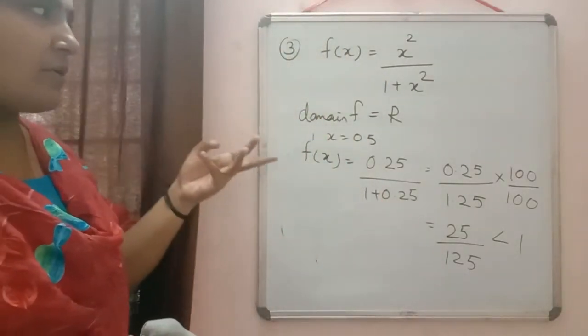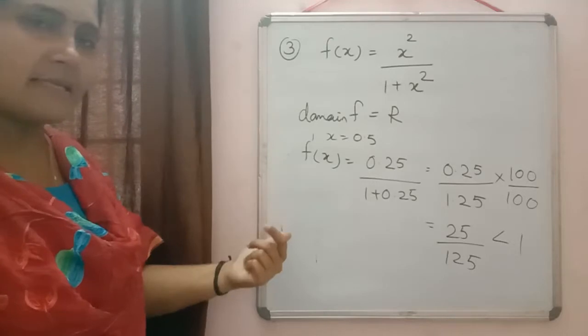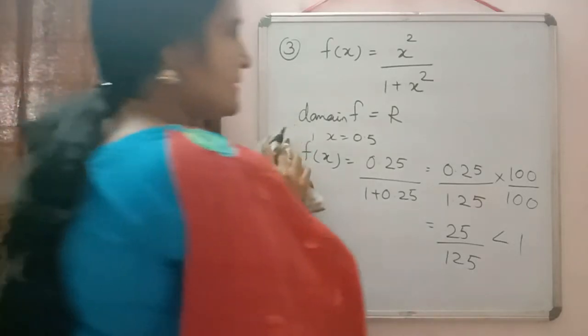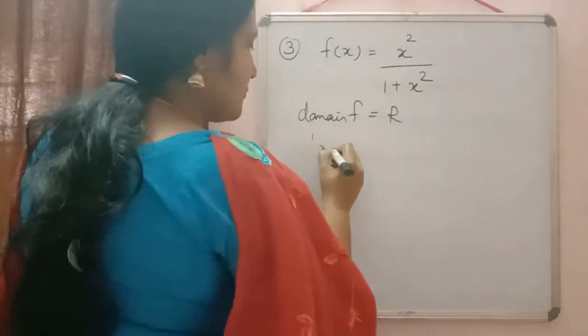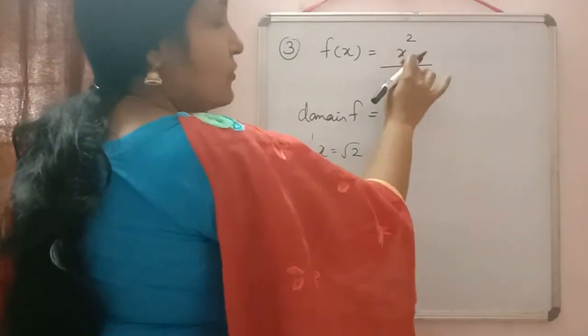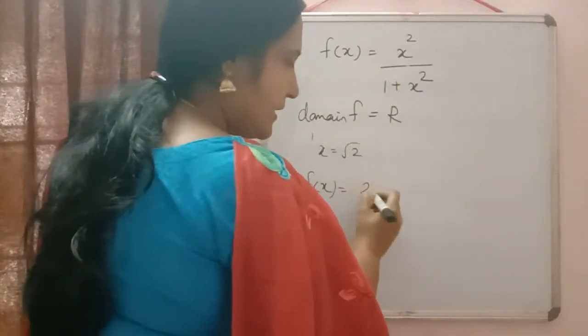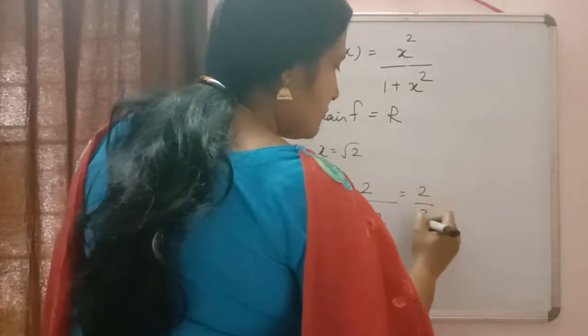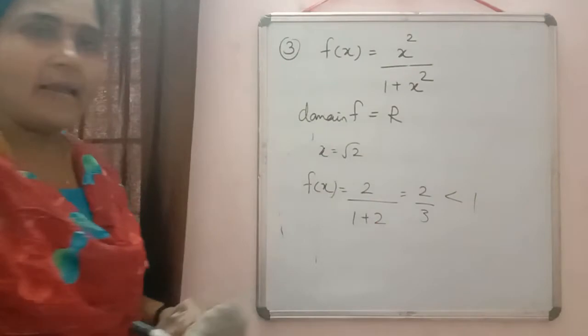So we checked for 0. Then we checked for positive numbers, negative numbers, decimal numbers. If you want, you can check for irrational numbers also. Suppose x is equal to root 2. Then what will be the value of f of x? Root 2 the whole square, that will be equal to 2 by 1 plus 2. So again we are getting 2 by 3, which is less than 1.